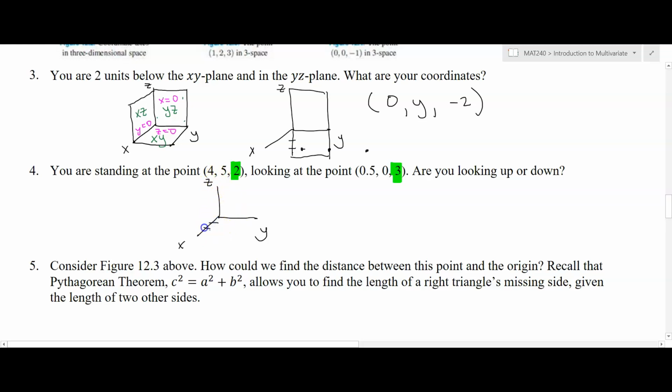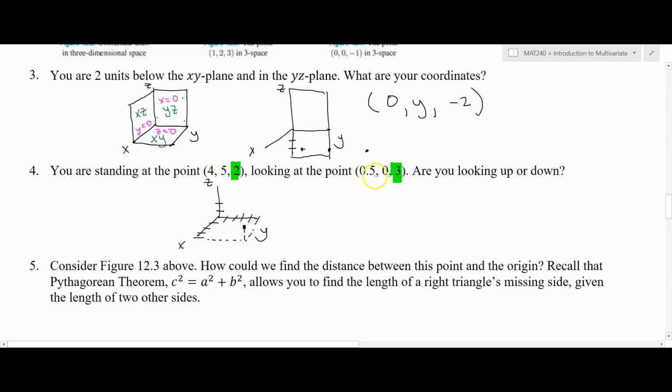So here's one point. We're at x value 4, y value is 5, 1, 2, 3, 4, 5. So our point is going to be somewhere here in the xy plane, but then up 2 units. So we'll say up 2 units is 1, 2, that's going to be about there. I'll just draw a little dotted line.